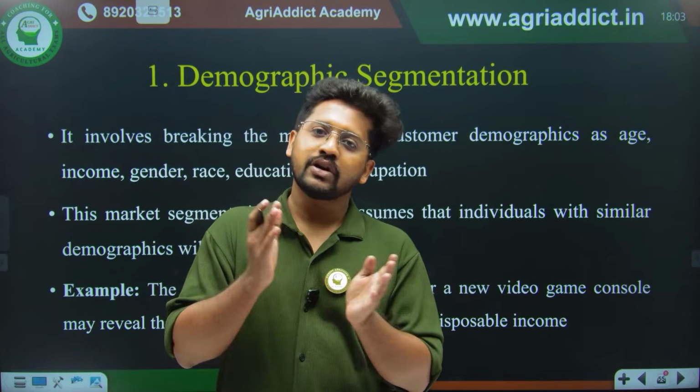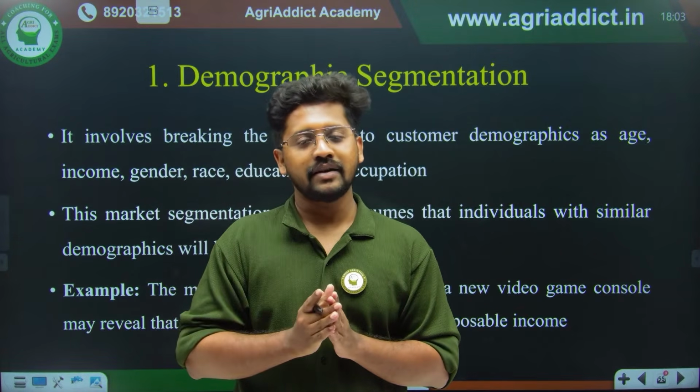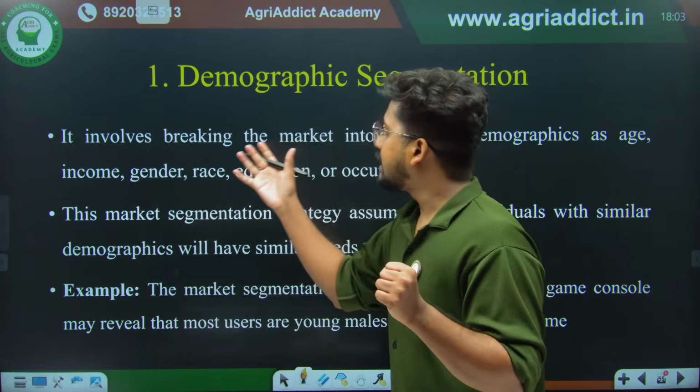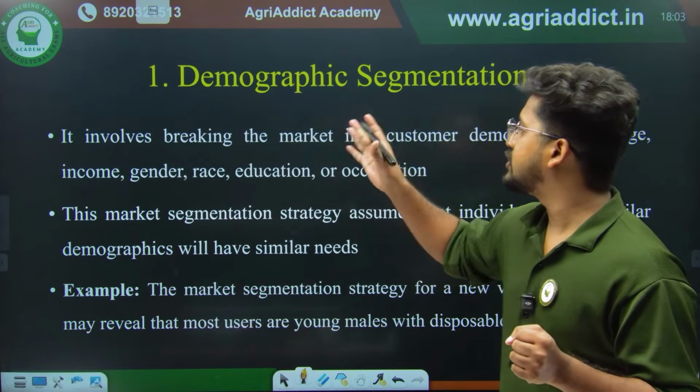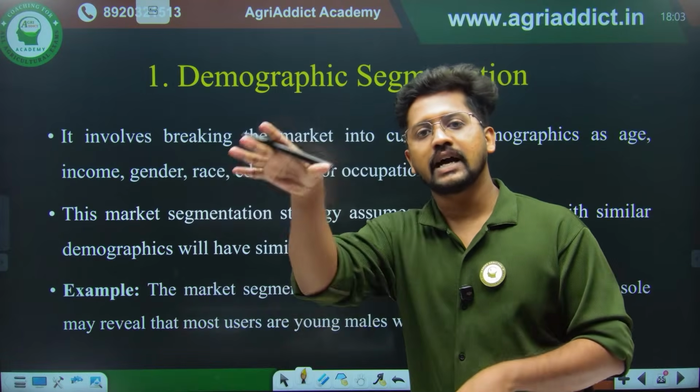Likewise, you will not start a gym in a rural area, right? Why? Because you already know that people will not be using it. At the same time, if you keep the gym in an urban area, it will work. It is based on the population characteristics. So it involves breaking the market into customer demographics, maybe age, income, gender, race, education, or occupation, segregating the population into homogeneous units and placing your product.